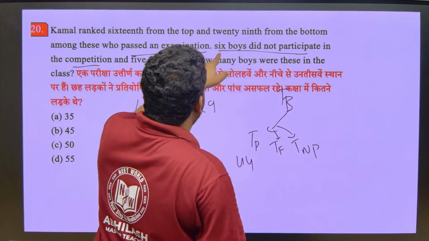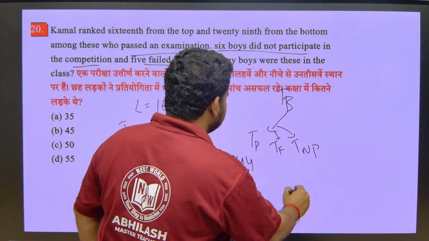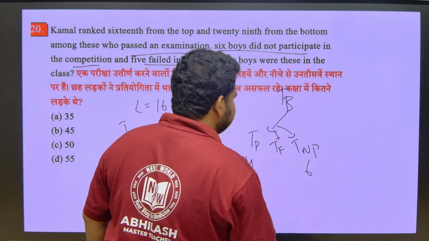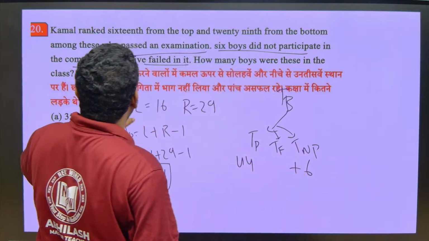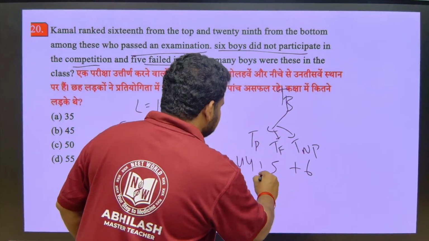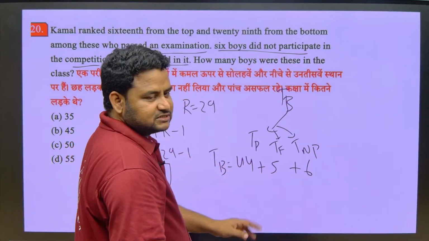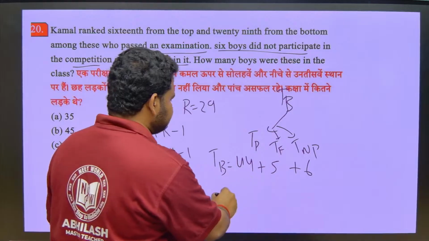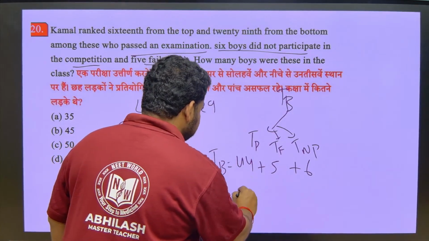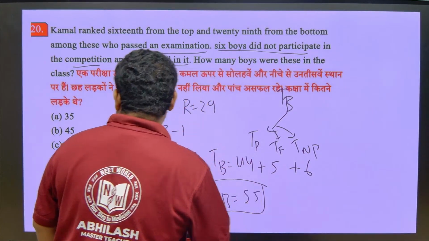And how many boys? 6 boys did not participate. How many boys failed? 5 boys failed. So total boys is 44 plus 5 plus 6. 44 plus 6 is 50. 50 plus 5 is 55. So total boys is 55.